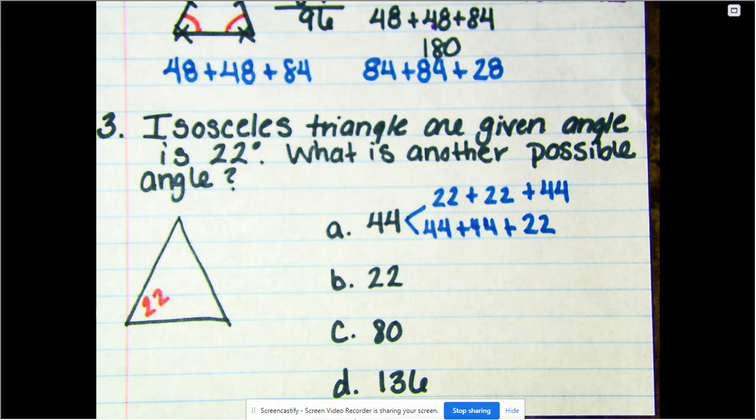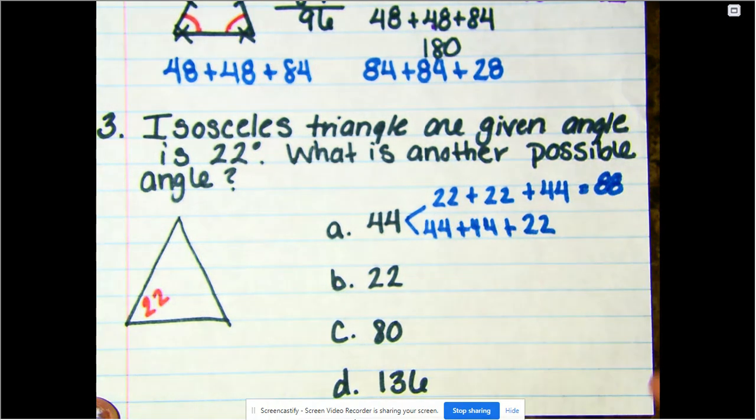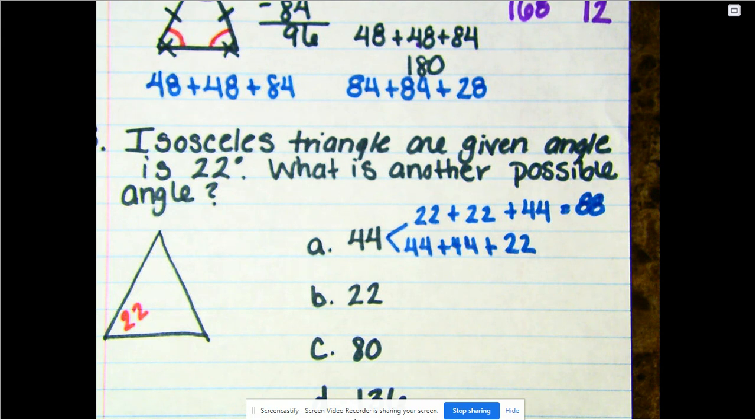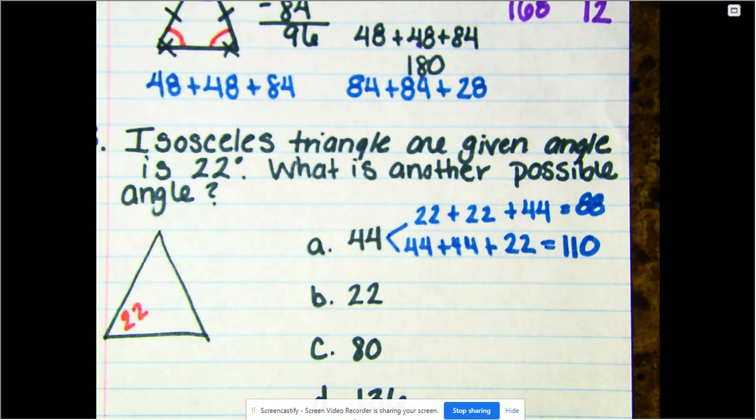So let's test these out. And remember, it's true if it equals 180. So 44 plus, let's do 22 first. 22 plus 22 plus 44 adds up to 88. Okay, so it's not this option. Okay, but it could be 44 plus 44 plus 22. That's 110. Still didn't add up to 180, so 44 cannot be a possible angle.